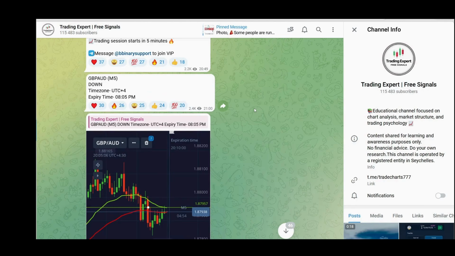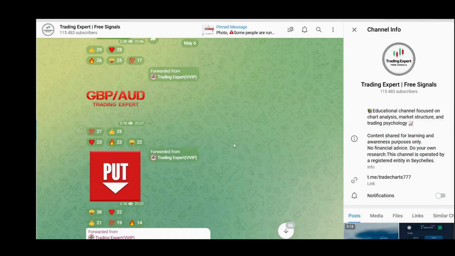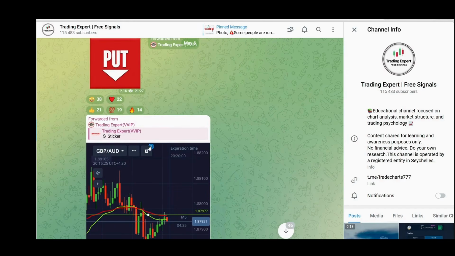The session starts here. This was a free group trade on GBP/AUD for a downside move. Here is the logic. You can see our resistance level here, and the moving average was also here. You can also see a downtrend, which is why we provided a signal for the downside move, and this was a clean win.